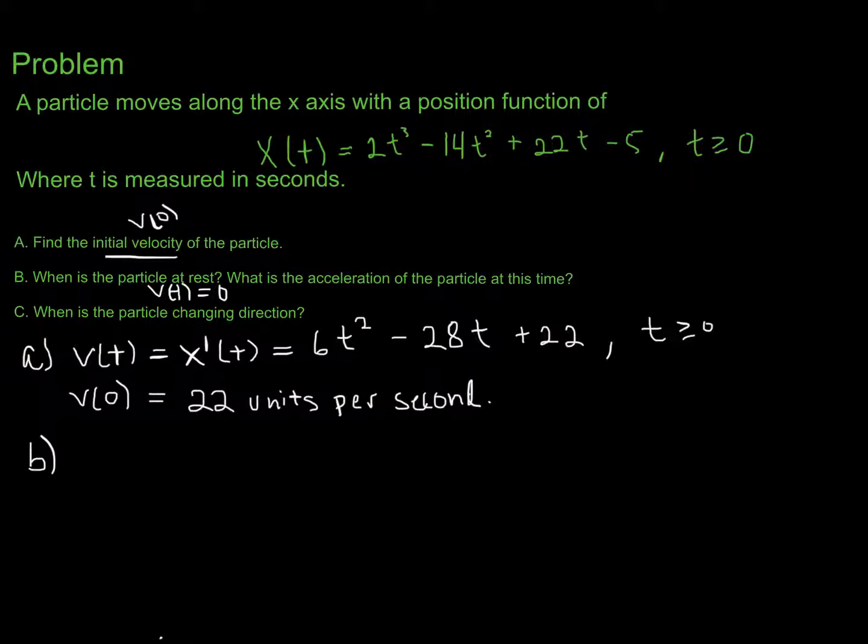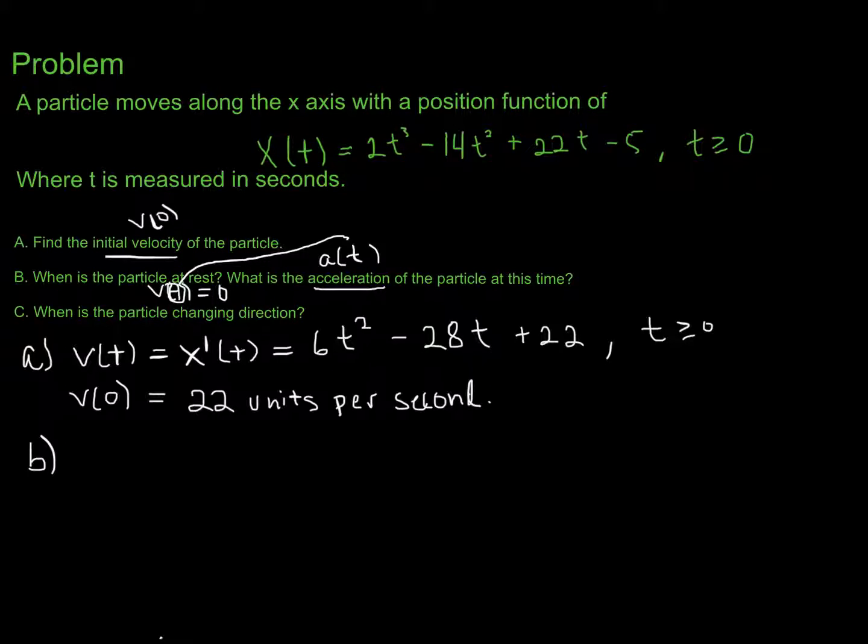What is the acceleration of the particle at this time? Well, that means I'm going to need to use the acceleration, and I need to plug in this value that I've found that makes the velocity 0. So once I've found this value of t, I need to evaluate the acceleration function at this particular value. And that will tell me the acceleration at that time.